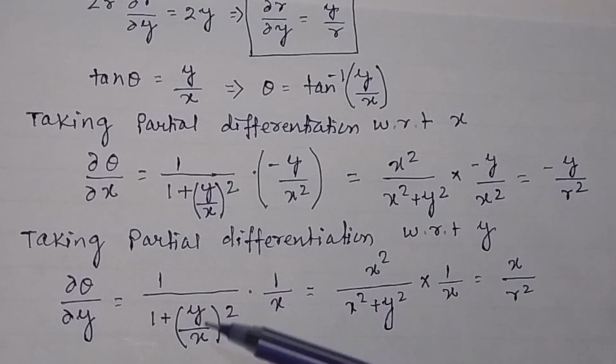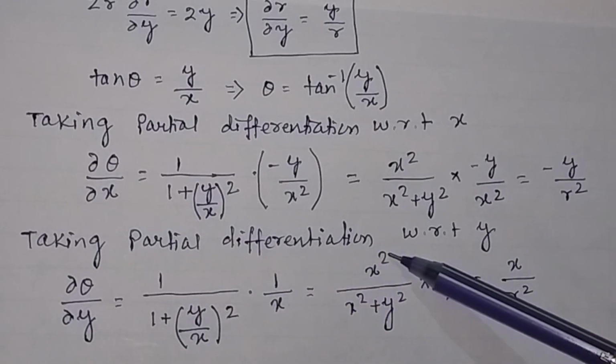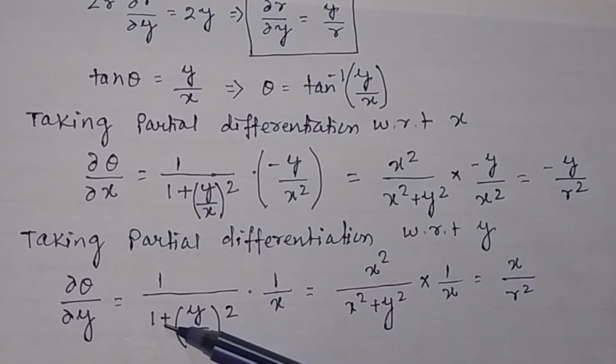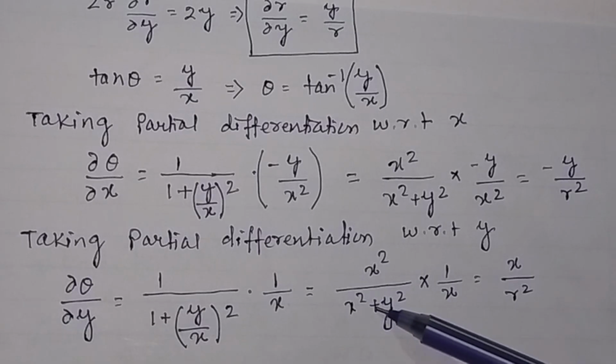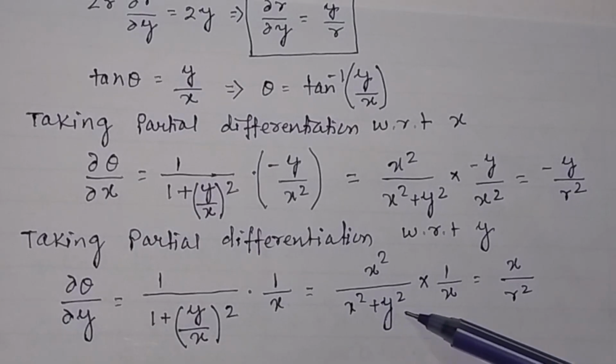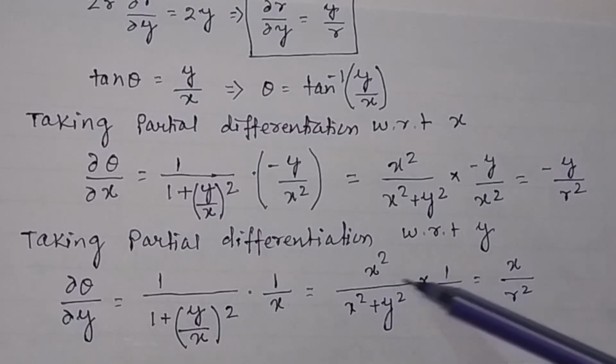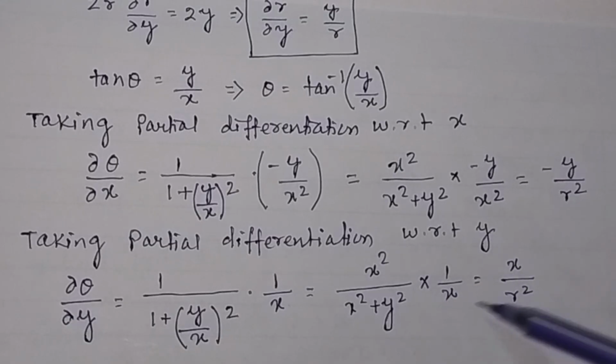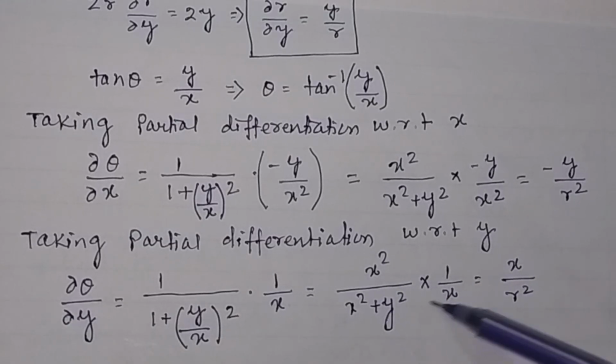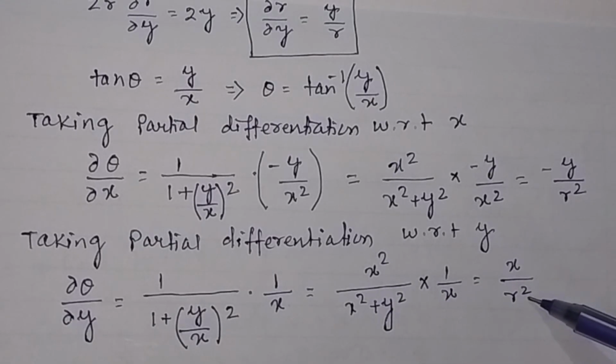So if you solve it, x square will go to the numerator, x square divided by, in the denominator you have x square plus y square into 1 by x, so x cancels, so this will be x divided by x square plus y square, and x square plus y square is equal to r square.